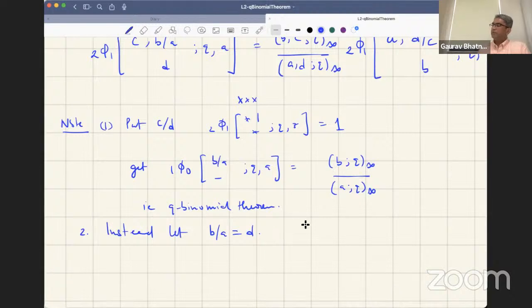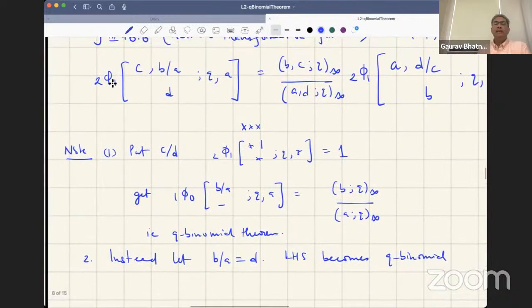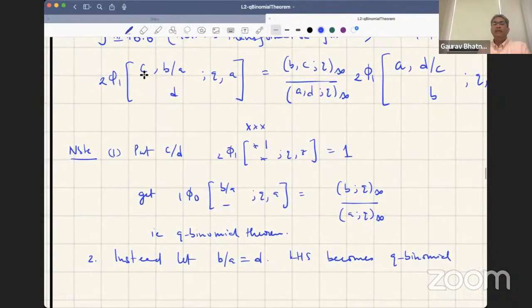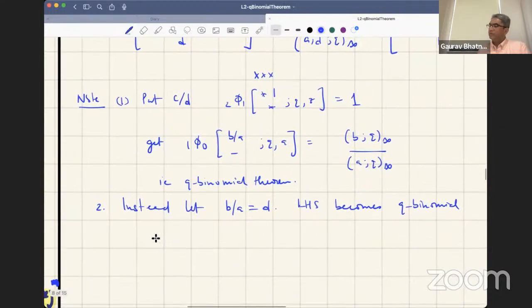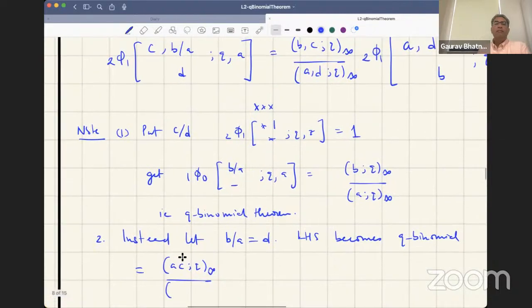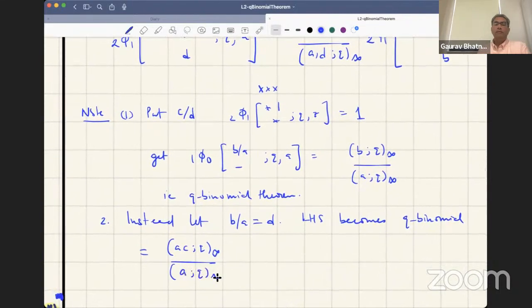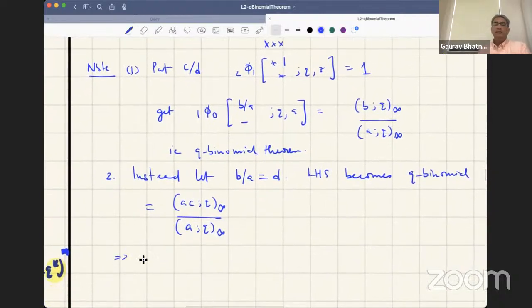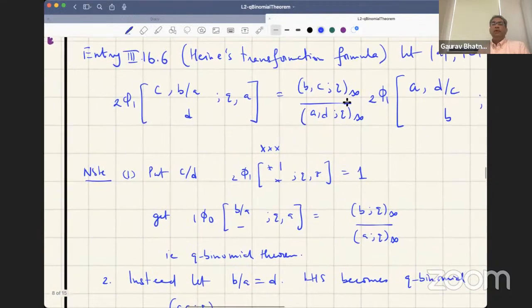Then what happens? So then the left-hand side becomes a Q binomial. Right, so the left-hand side becomes 1 phi 0. So these two terms cancel, and we get 1 phi 0 with numerator parameter AC. So that we know how to do. So the left-hand side becomes AC Q infinity over A Q infinity. And the right-hand side is equal to this guy.